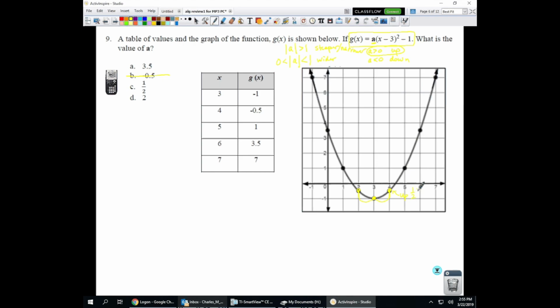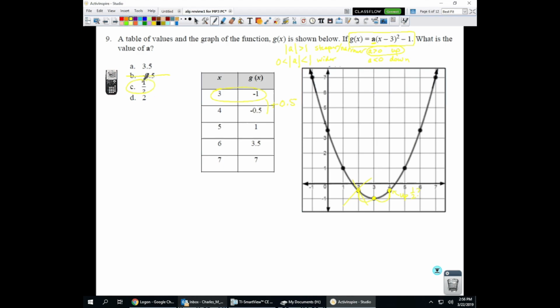Now, to be certain that it really is 1/2, I need to use this table over here. So the vertex is at (3, -1). That's the first point here in the table. I don't have the values that come before 3, so I can't really use this point, but I can use that point (4, -1/2). Since the point right next to the vertex, (3, -1), is (4, -1/2), that tells me it went up exactly 1/2. So your a value is exactly 1/2.